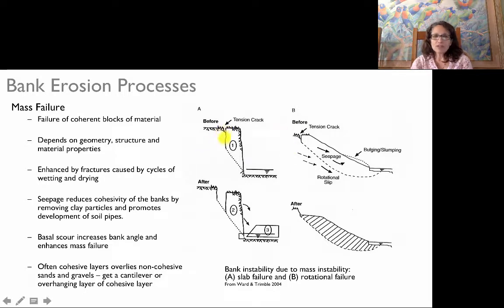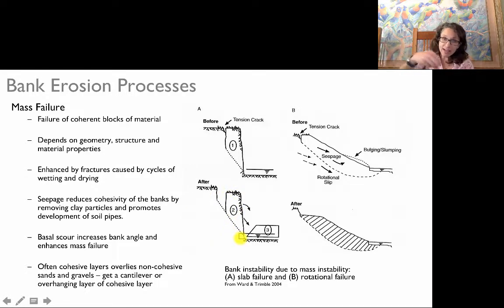If you have fractures that occur from cycles of wetting and drying, that can pre-weaken, sort of prepare the material for failure. So having some kind of failure plane, of course, makes it easier for this to happen. And the other thing that's key is erosion at the toe of the slope. That's also destabilizing. So erosion at the toe increases that bank angle and makes it easier for mass failure to occur. This can happen with cohesive layers. Also, the failures are more common or happen more easily if you've got a cohesive layer over a non-cohesive layer.